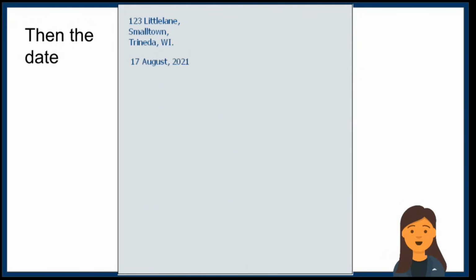The date has to be in there, because if you don't put the date in, the person who's receiving the letter has no context for when this was sent, when this was written. If you say next Tuesday, they don't know when that is. It needs to have a date, okay?